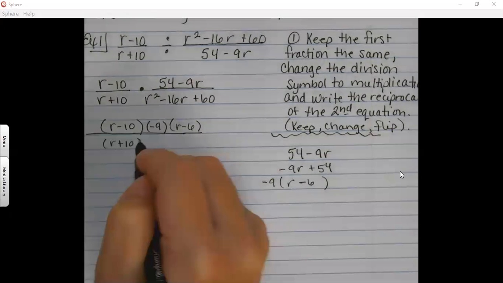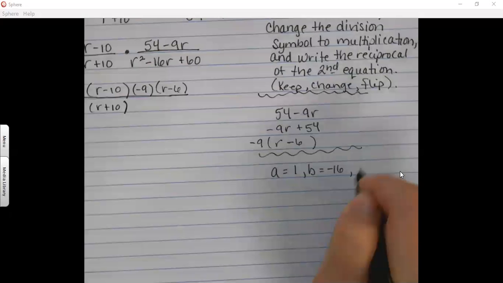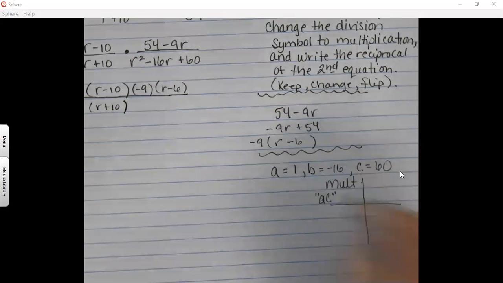What is a equal to? 1. What is b equal to? And what is c equal to? So on a little T-chart, I need two numbers that multiply together to get a times c, which is positive 60. And on the right side, I need two numbers that add to give me b, which is negative 16.